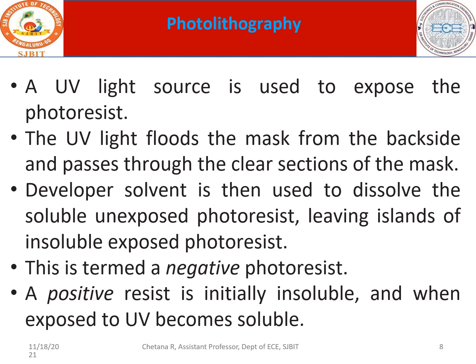Then developer solvent is used to dissolve the soluble unexposed photoresist. If any photoresist material is there, it will be etched out by using a developer solution. Thus you will get insoluble exposed photoresist. So it is possible for us to etch the layer and get a window-like structure. This is called negative photoresist. A positive resist is initially insoluble, and when exposed to UV becomes soluble.